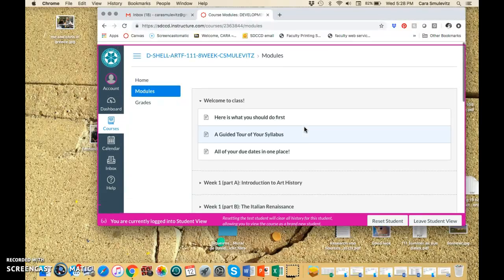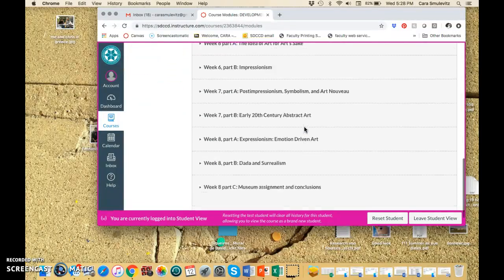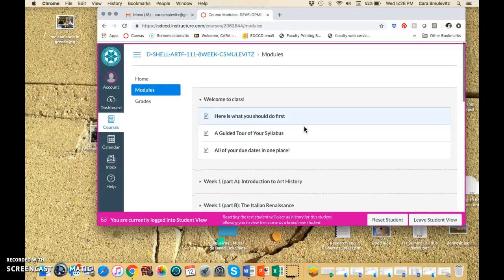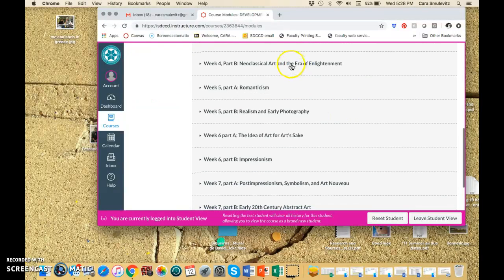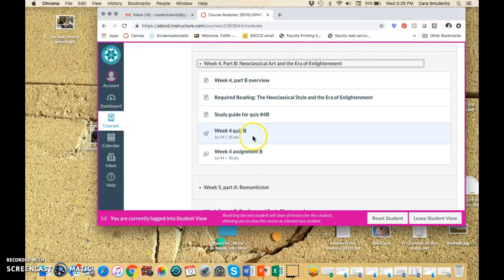So I'm scrolling up and down here so you can see this is the entire semester laid out. So if you're like, okay, I don't know what the heck page I'm on, just go back to modules, and be like, all right, I know we're in week 4. Go to week 4, click on it, and then here's all your week 4 info.